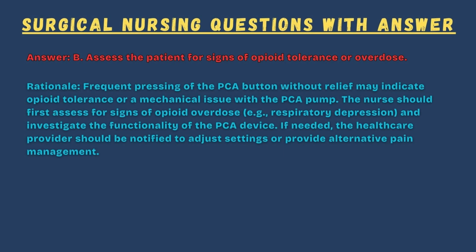Answer. B. Assess the patient for signs of opioid tolerance or overdose. Rationale. Frequent pressing of the PCA button without relief may indicate opioid tolerance or a mechanical issue with the PCA pump. The nurse should first assess for signs of opioid overdose, for example, respiratory depression, and investigate the functionality of the PCA device. If needed, the healthcare provider should be notified to adjust settings or provide alternative pain management.